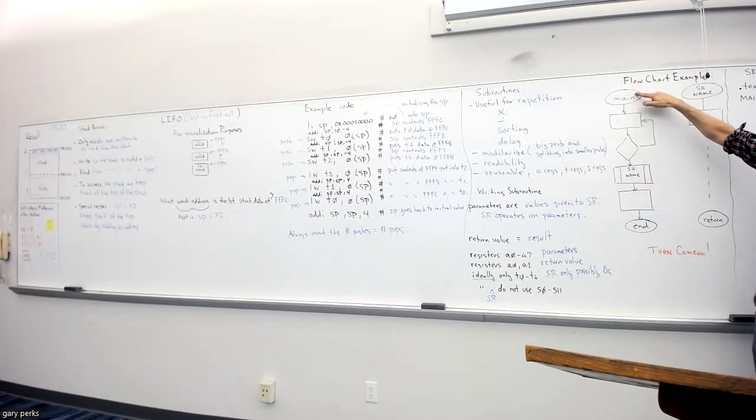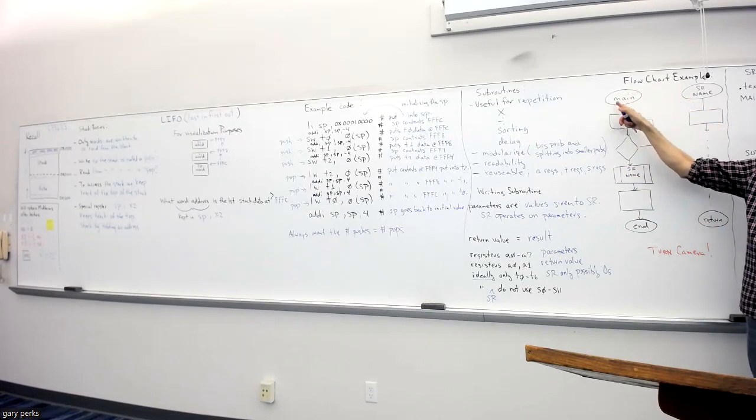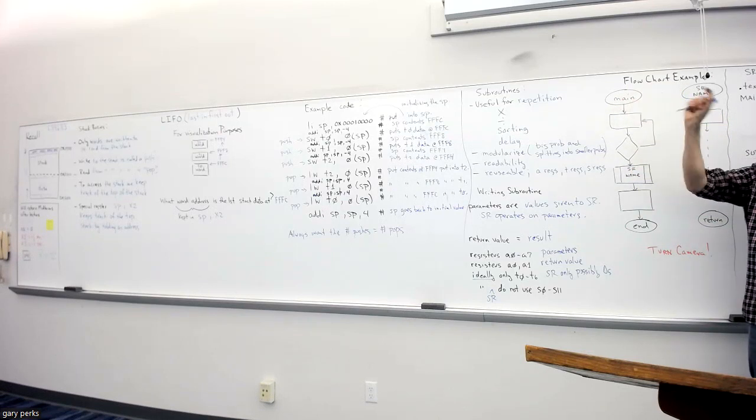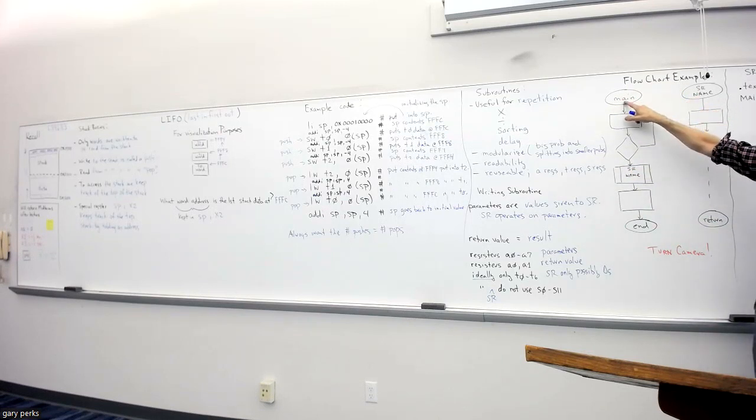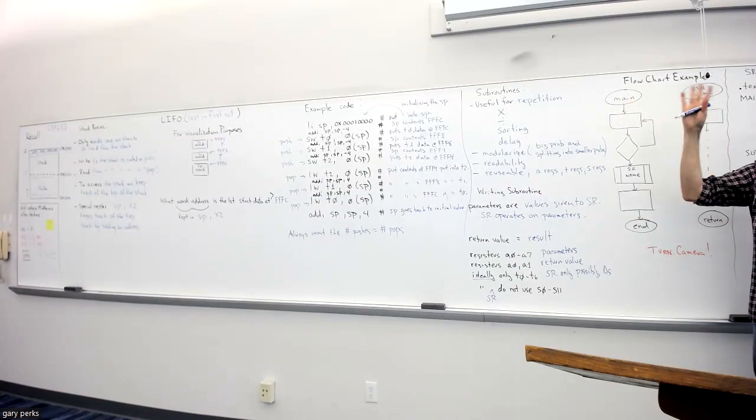Also, what's different is when you have a subroutine, instead of starting with the oval with start like you've been doing, you would actually write the name of the main program, or you could just have it as main.